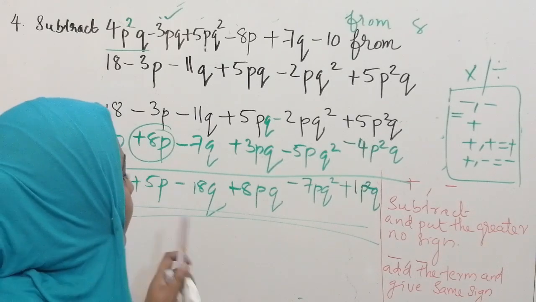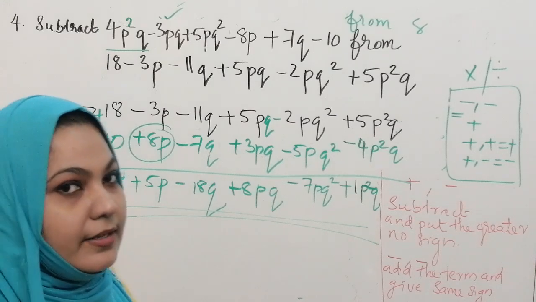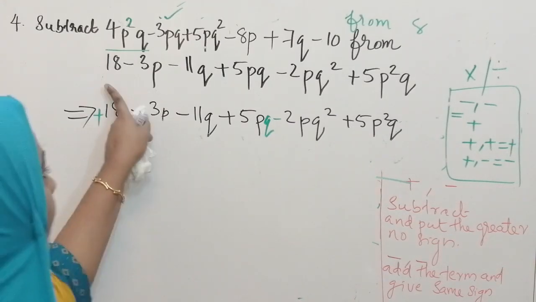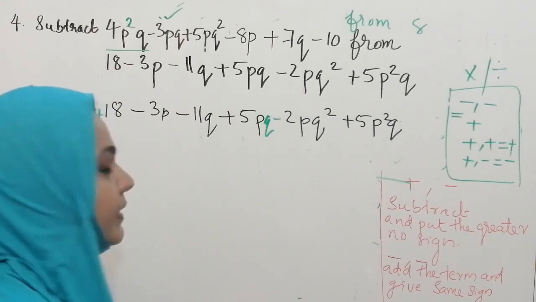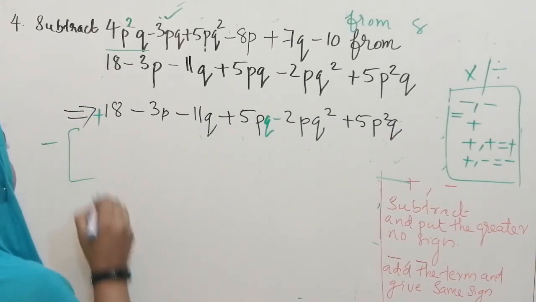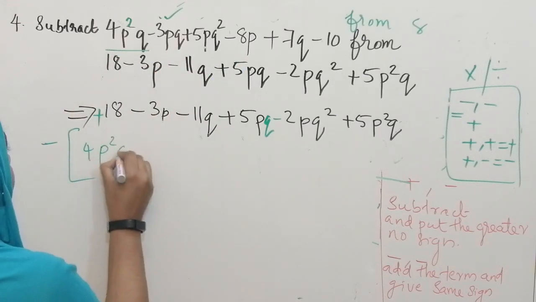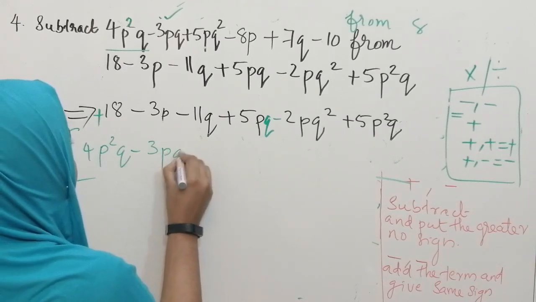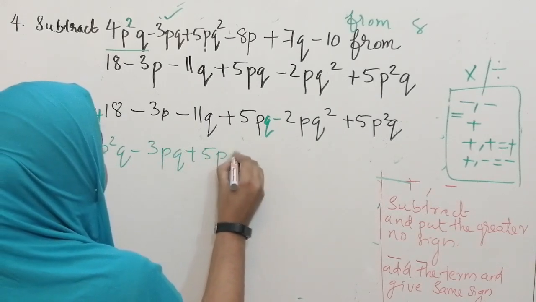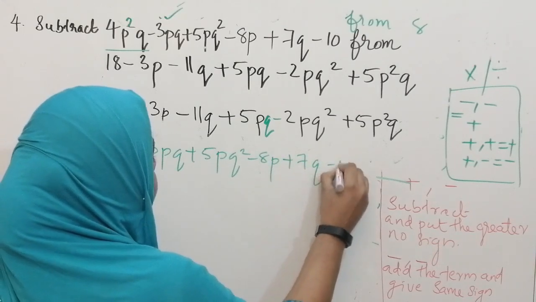So I hope you understood one way of solving this question. Let's see how we can solve it in another way. Here also, I said you have to write the second part of the question first, then put a minus sign, then put a bracket and write the first part of the algebraic expression: minus 3pq plus 5pq square minus 8p plus 7q minus 10.